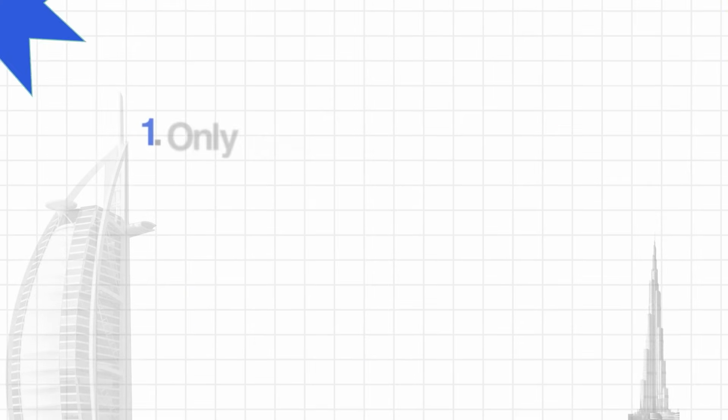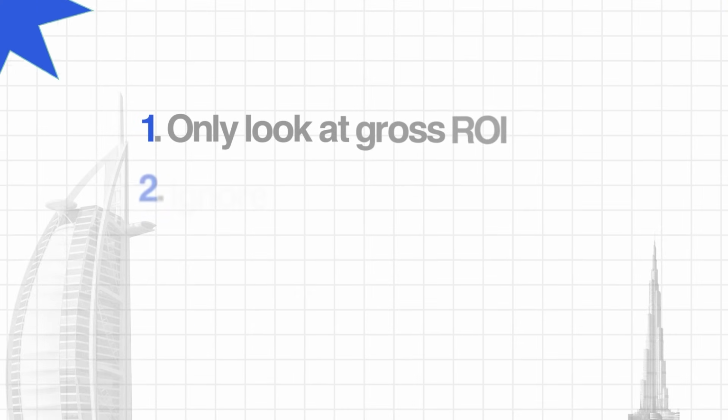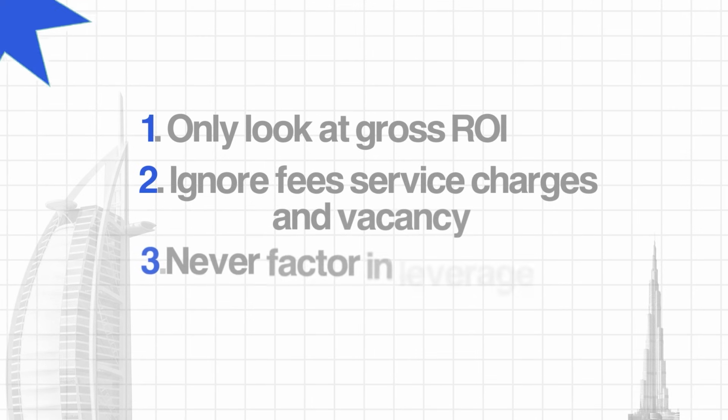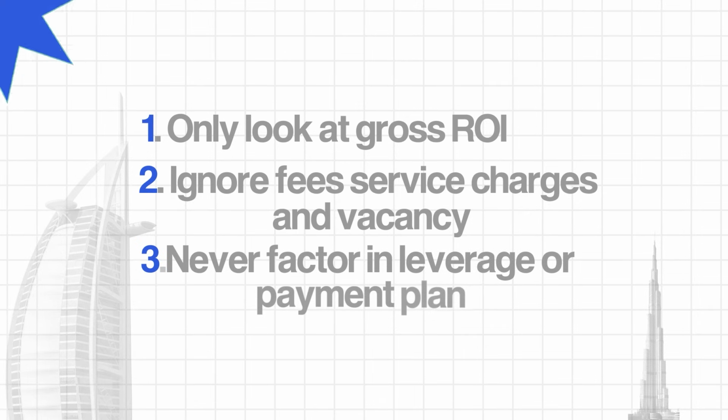Now most investors make one of these three mistakes. First, only looking at gross ROI. Second, ignoring fees, service charges and vacancy. Third, never factoring in leverage or payment plan, missing high ROE opportunity. ROI for asset quality, ROE for capital efficiency, and match these with the right strategy: hold, flip, short-term rent. ROI and ROE aren't just numbers, they are tools to help you choose the right project, decide on payment options, time your exit or hold, and build a portfolio that actually grows.